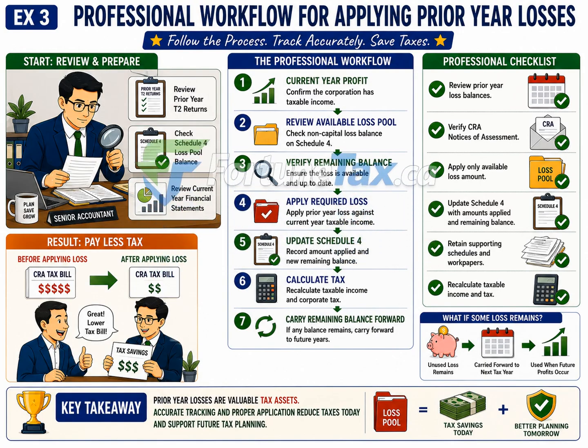Professional accountants also follow a checklist throughout this process. They review prior year loss balances, verify CRA assessments, apply only the amount of loss that is actually available, update Schedule 4 accurately, retain supporting schedules and working papers, and recalculate taxable income after every adjustment.